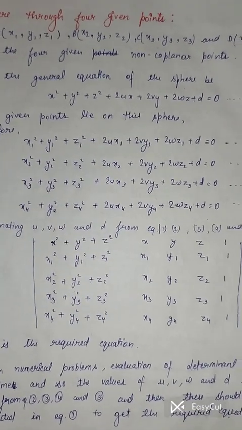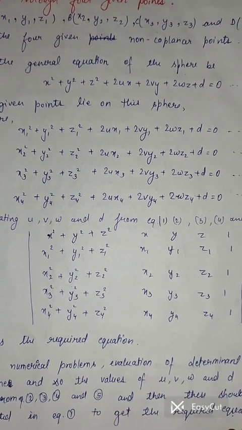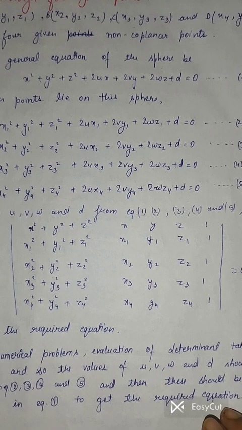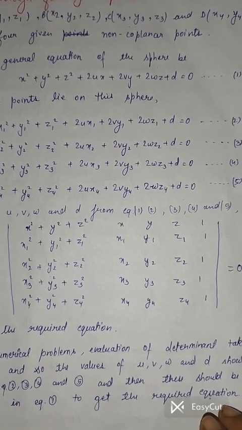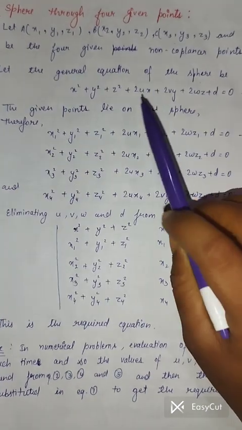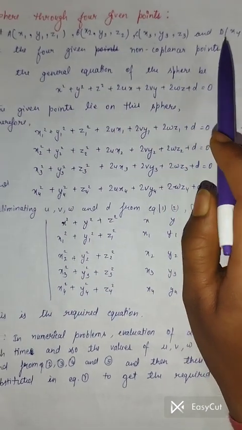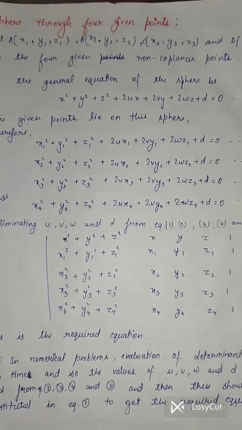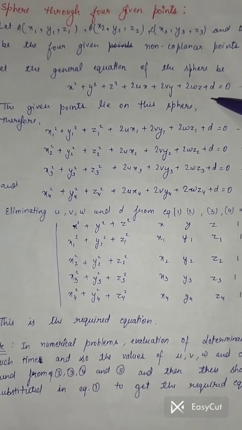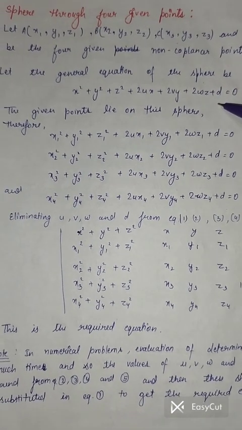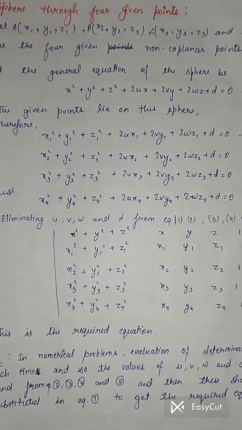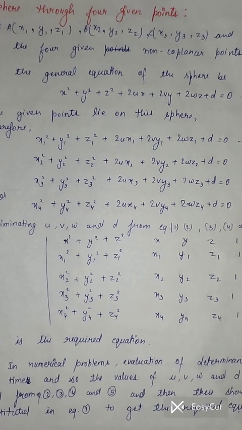As we all know, the general equation for the sphere is x square plus y square plus z square plus 2ux plus 2vy plus 2wz plus d is equal to 0. Now, if these 4 given points A, B, C and D lie on the sphere, then these points will satisfy the general equation of the sphere. So, by putting the values of A, B, C and D, we get the following result.